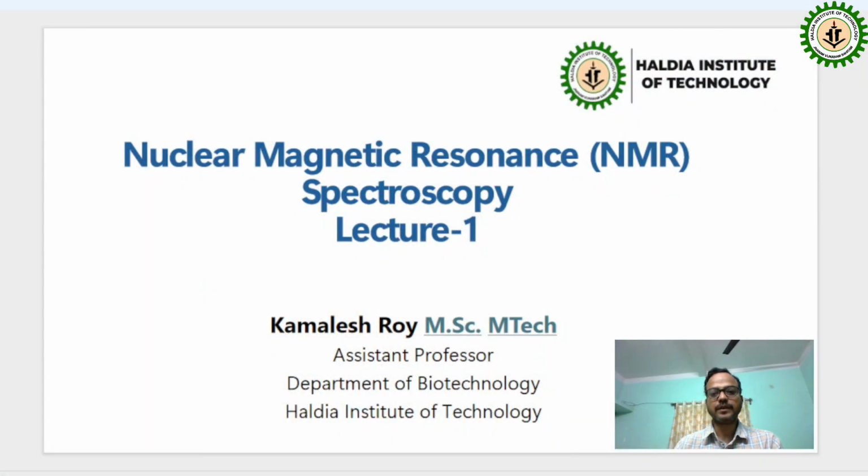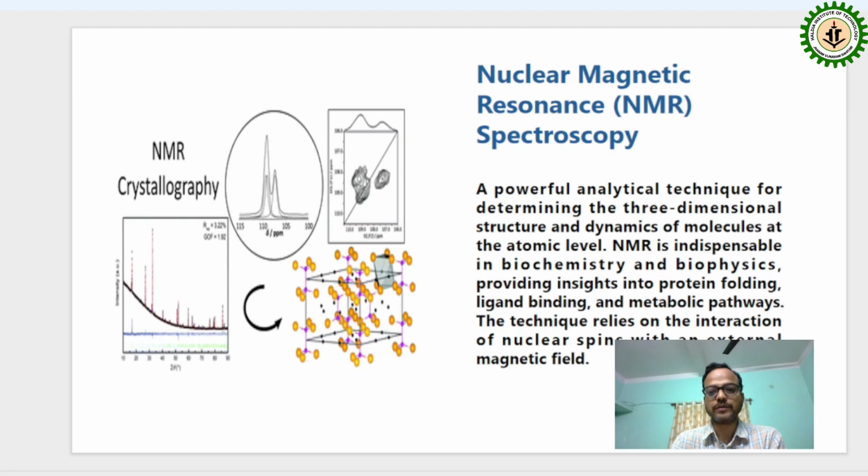So, let's talk about NMR spectroscopy. What is NMR spectroscopy? Nuclear magnetic resonance spectroscopy is a powerful analytical technique for determining the three-dimensional structure and dynamics of molecules at the atomic level. NMR is indispensable in biochemistry and biophysics, providing insight into protein folding, ligand binding, and metabolic pathways. The technique relies on the interaction of nuclear spin with an external magnetic field.